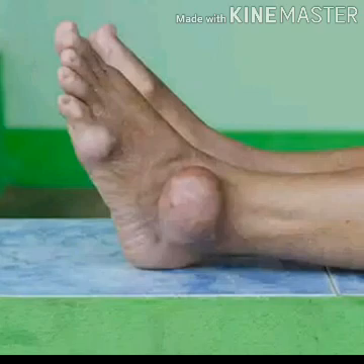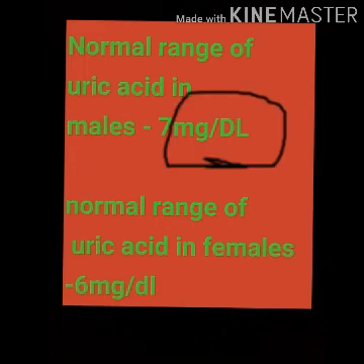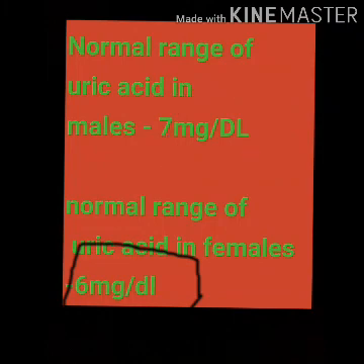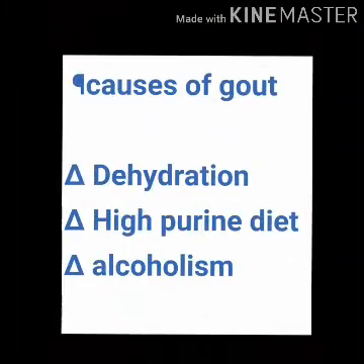Having seen this, we also have to see that the normal range of uric acid in males is 7 milligrams per dl, and that of females is 6 milligrams per dl. So an increase in these values is detected as hyperuricemia, and a decrease in these values is hypouricemia.